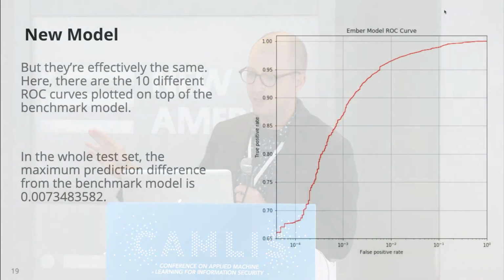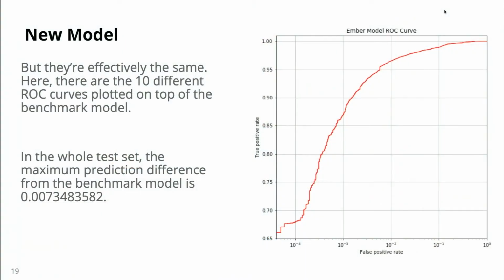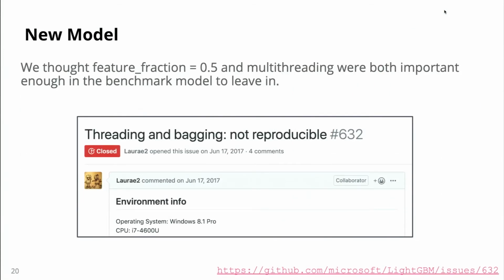But they're really close. This plot shows the benchmark model's ROC curve in black, and then those 10 models in red plotted on top of it. So you can't even see the black. They're really close. In the whole test set, the maximum difference between the benchmark prediction and one of these 10 random models' predictions was 0.007. So it's important to keep in mind, but if you went and trained your own, I don't think it would be that much different from the benchmark model. But the benchmark model is distributed with our download, so use that one.